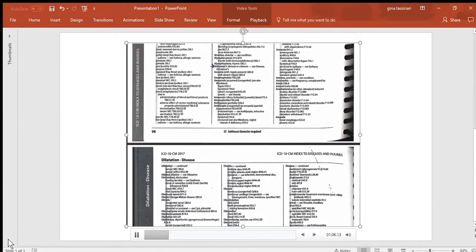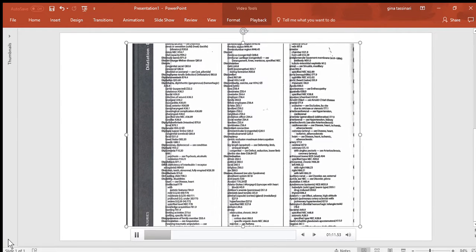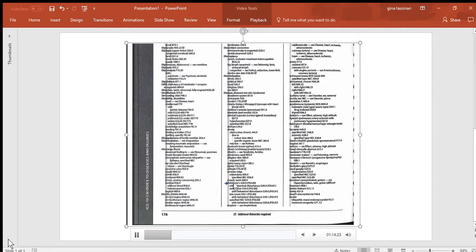So let's look up disease in the index to diseases. Here is disease. If we go down a little bit further, there is Alzheimer's. And look, we have two codes. This is etiology and manifestation. It's a paired code set that must be coded together and in this order. The code that is in the italicized brackets is the secondary code. G30.9 would be your primary or principal diagnosis, and F02.80 would be your secondary diagnosis.